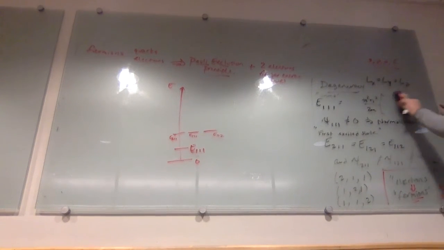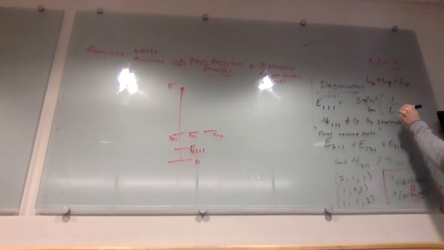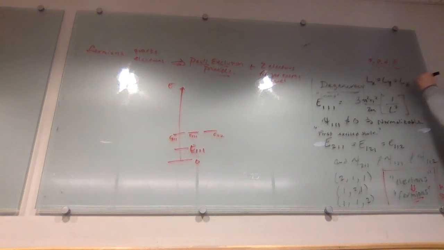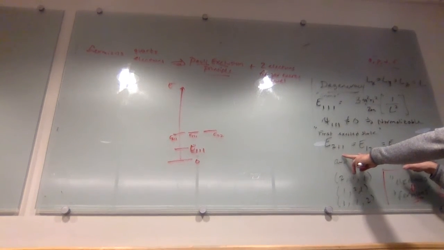So let me redo this. This is going to be a 3 now, and this is 1 over L squared. This is going to be equal to L. For this example, I'm defining L to be just equal to the length of all 3, which are now the same. Now these energies are the same. If Lx and Ly were different, these energies would not be equal. Does that make sense?